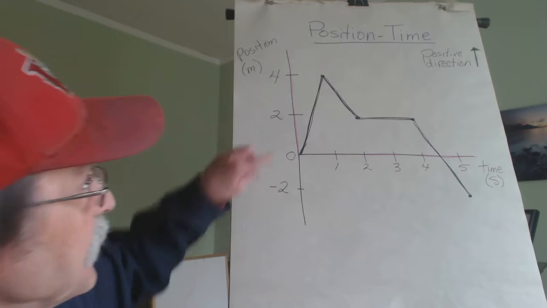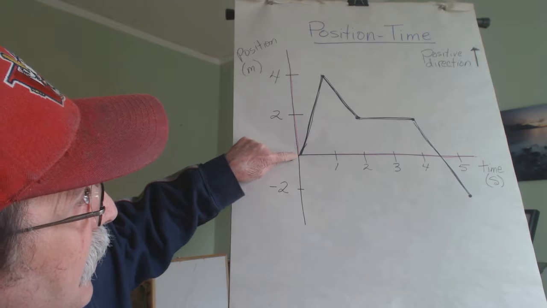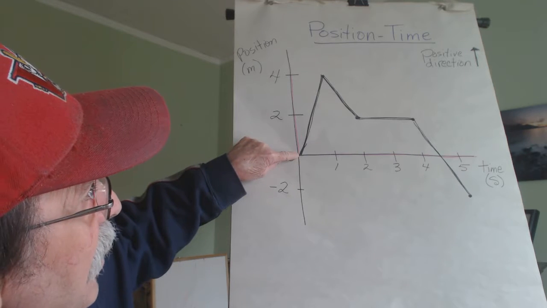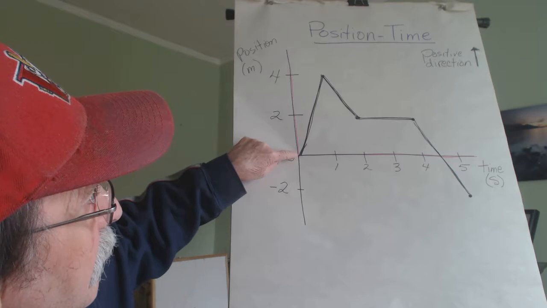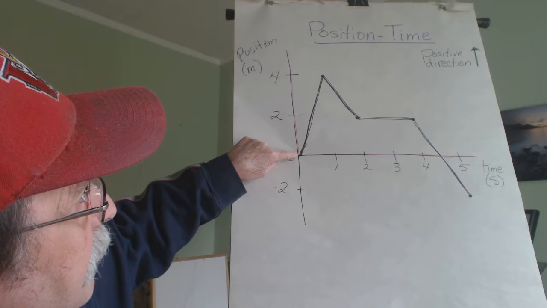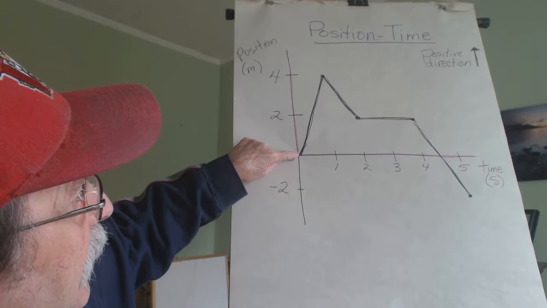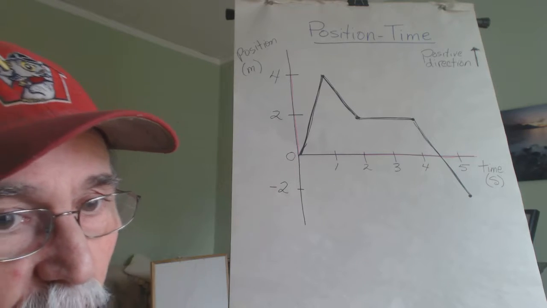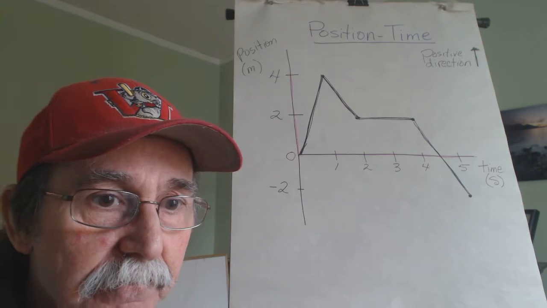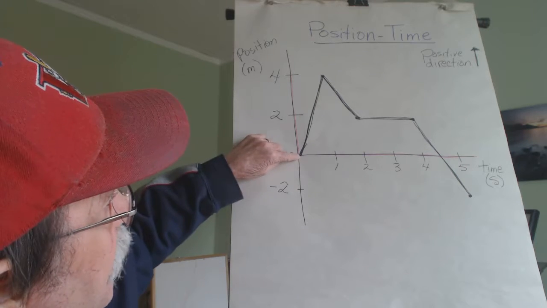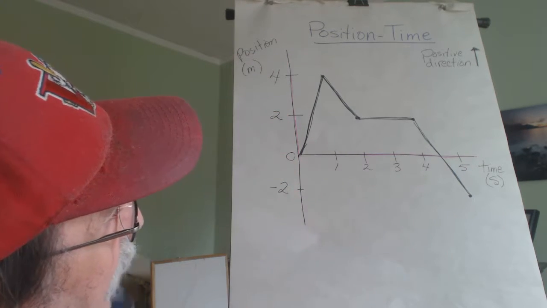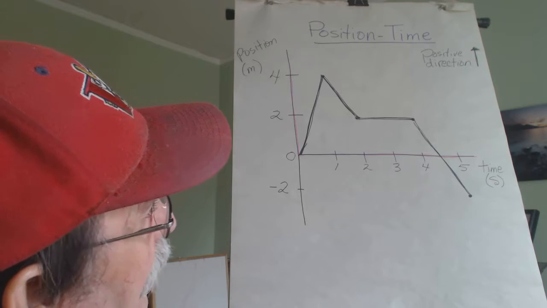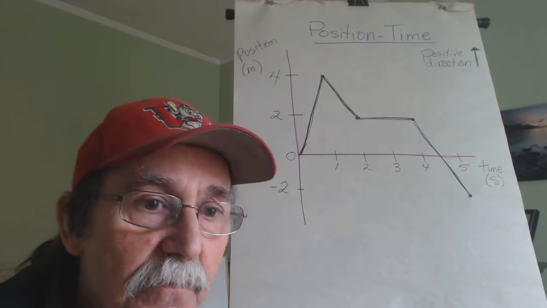So the 0 point here, that will be our starting point in time, and it'll be our starting point in space, I guess. We're in one dimension, we're only going back and forth. So this is the positive direction. Obviously, this would be the negative direction. We can learn all sorts of things from this graph.